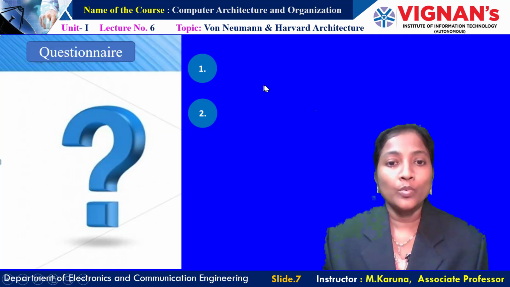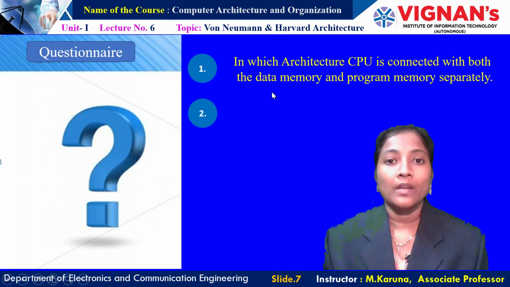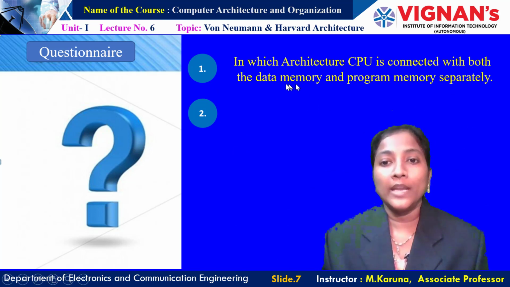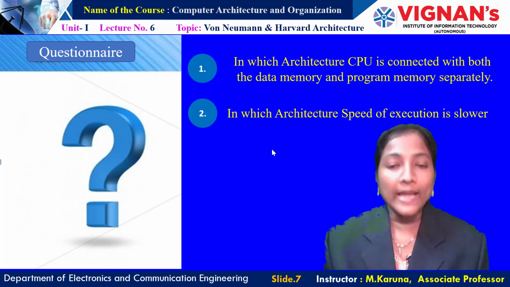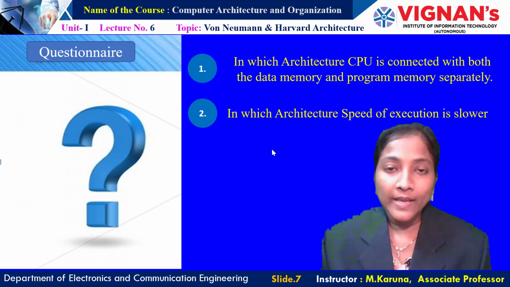Coming to the questionnaire: in which architecture is the CPU connected with both data memory and program memory separately? In which architecture is the speed of execution slower? Thank you. We will meet in the next topic.